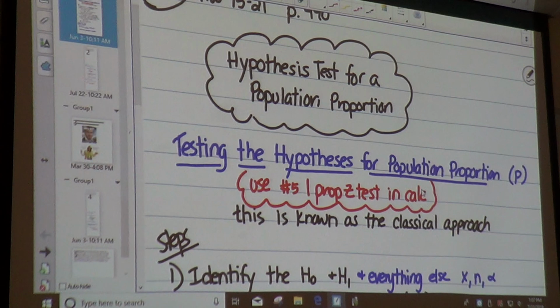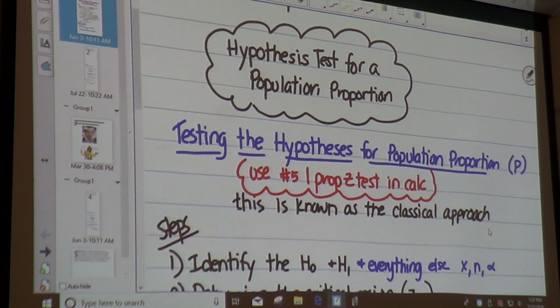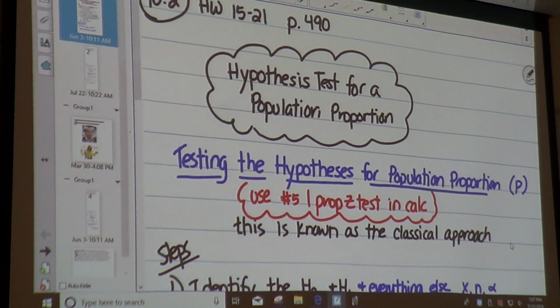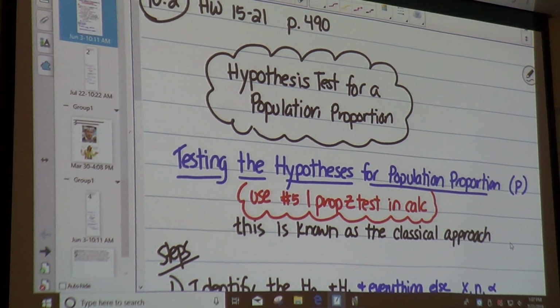All right, this is actually doing problems. This is 10.2, the hypothesis test for a population proportion. Testing the hypotheses for a population proportion P. We're going to use number 5, which is the one proportion z-test in our calculator. This is known as the classical approach. I like the classical approach because I can see it, but I'm going to show you both approaches.